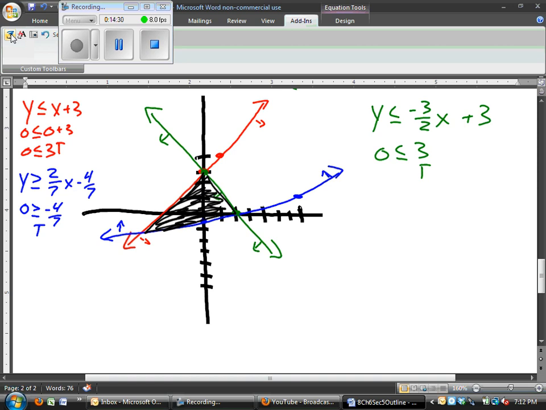But that's solving systems of inequalities. If you pick any point in this shaded area, plug it into all 3 equations, it's going to make them true. Okay?